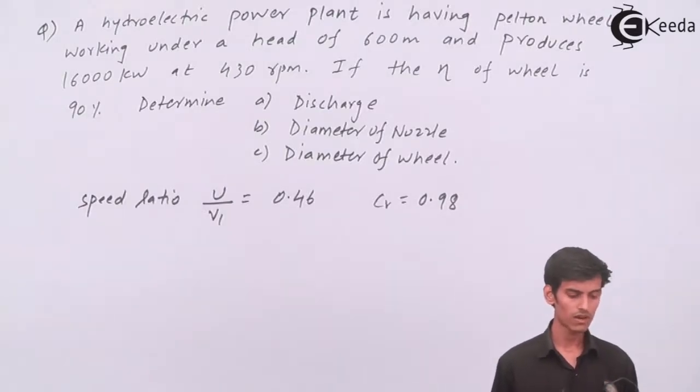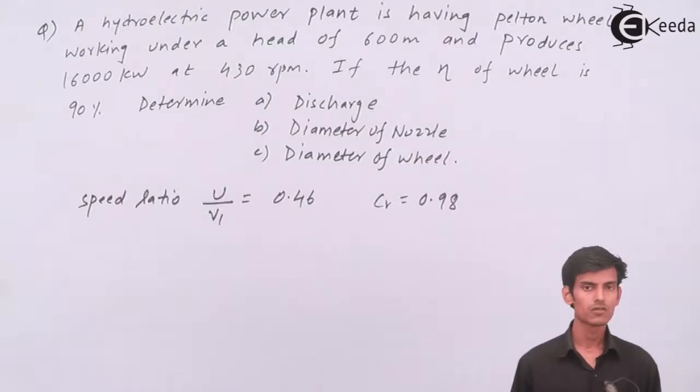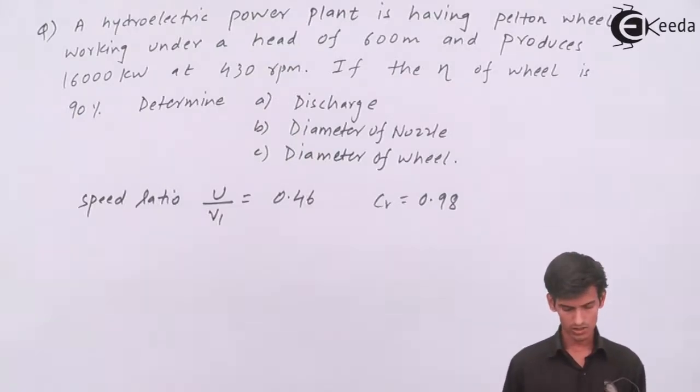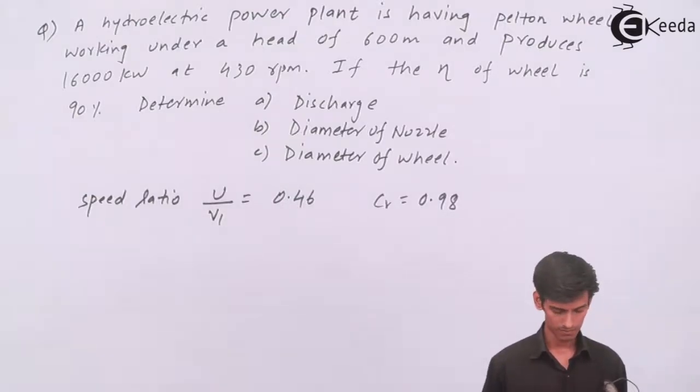The head is given, the power developed is given, the RPM is given, also the speed ratio is given, the coefficient of velocity is given. So using these things, we can easily calculate whatever we need. So let's start solving this question. Let's first of all write the given data.